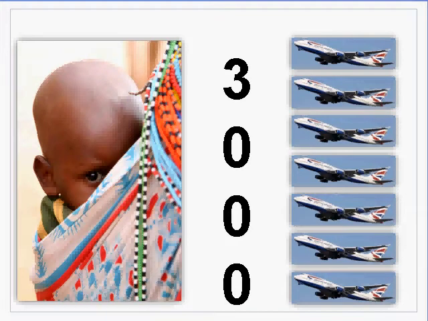3,000 deaths per day occur in children under 5. Such deaths are a result of malaria. 3,000 deaths is equivalent to 7 jumbo jets full of children crashing per day.